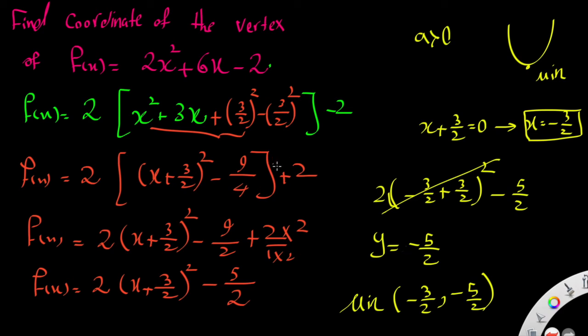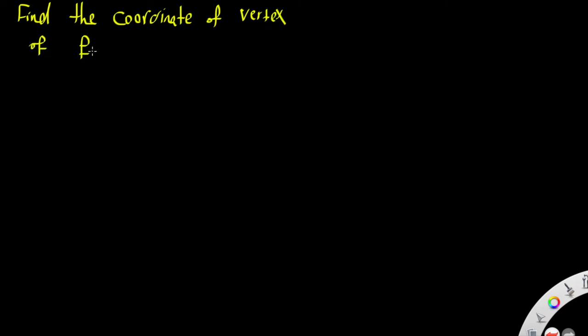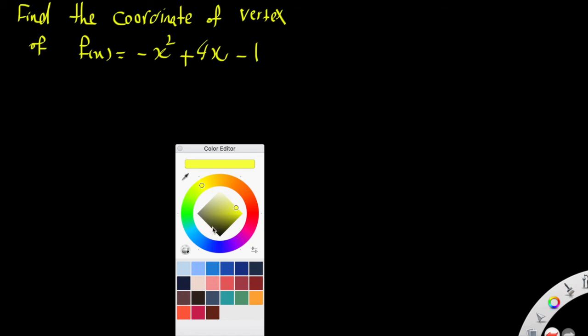Now let's see another example in which the function has a maximum as its vertex. Now again find the coordinate of the vertex of f of x is equal to negative x squared plus 4x minus 1.